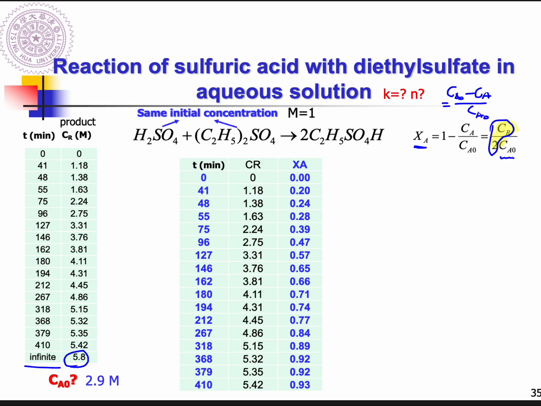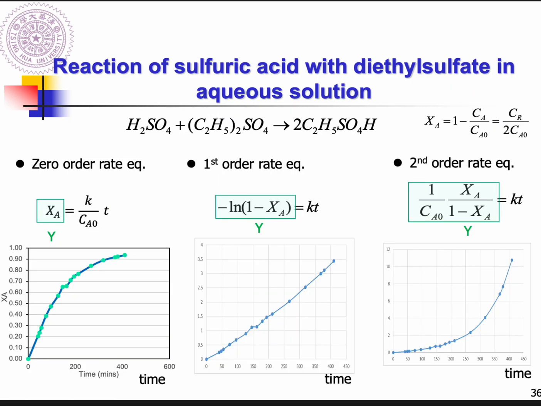Then as long as you have the XA as a function of time, you can input this data into the particular form for zero order, first order, and second order. So I just write down the rate equation in terms of XA and t. Based on this, I have the XA at specific time points. So I use this as Y, this as X. If it is a zero order reaction, the data should be a straight line, right? But it is not, so it's not zero order.